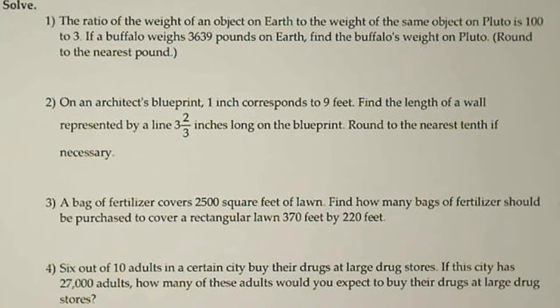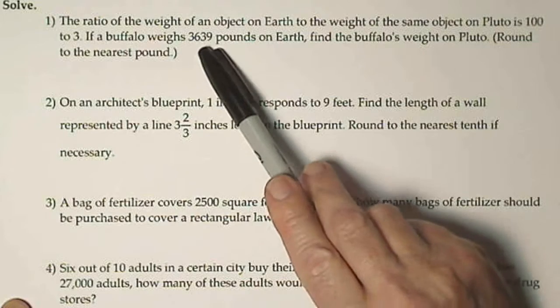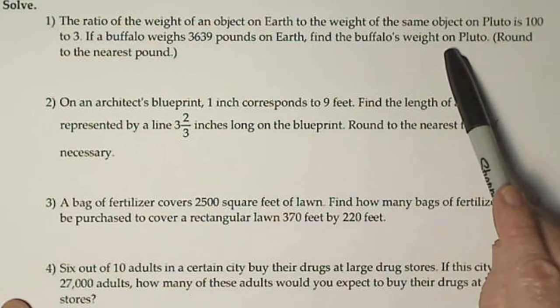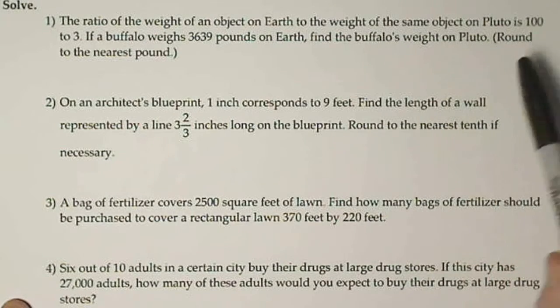I'm going to solve 8 proportion problems. I think there'll be all 8 in this video. And you'll notice usually that in proportion problems, you're given 3 values, 100, 3, and then 3639, and you're asked to find the 4th value. So that's very common with proportions.